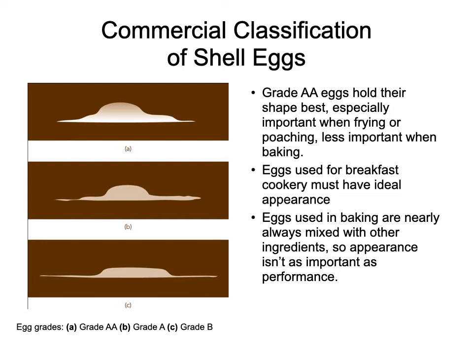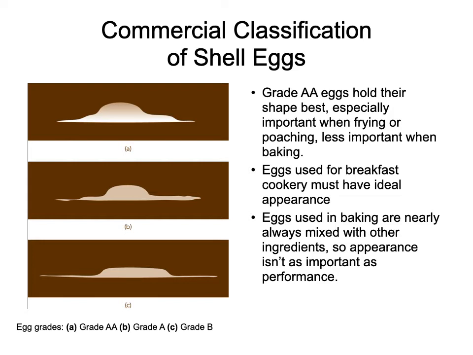They're great for poaching. They're great for preparing for breakfast. Eggs like this, grade double A, are especially important to the cooks because an egg that's prepared for breakfast cookery has to look beautiful. It has to be a good looking egg.